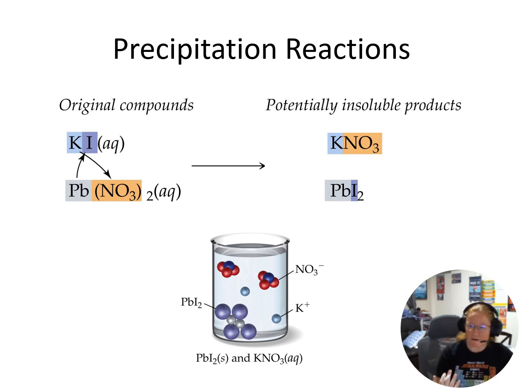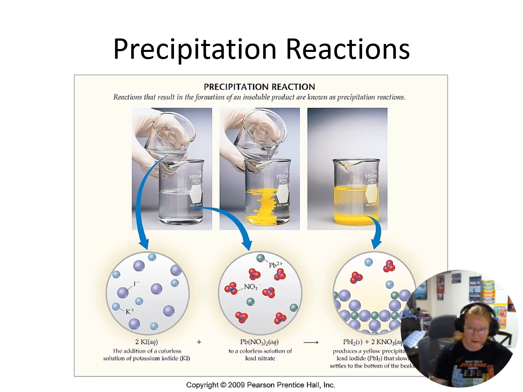Now, we know that most of our halides are soluble. However, there's a few exceptions, and lead-2 happens to be one of those exceptions. And so this lead-2 iodide ends up being insoluble, and so it comes out of solution. Okay, and so this is what that reaction looks like.